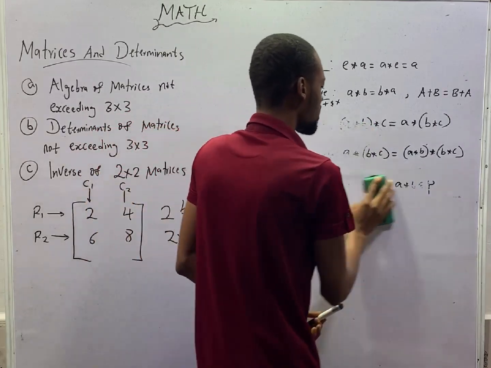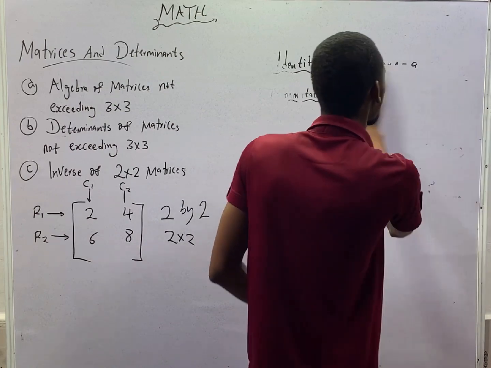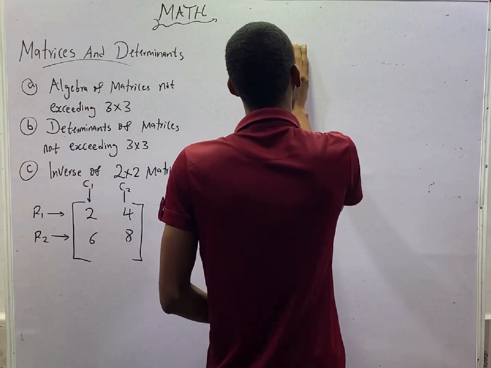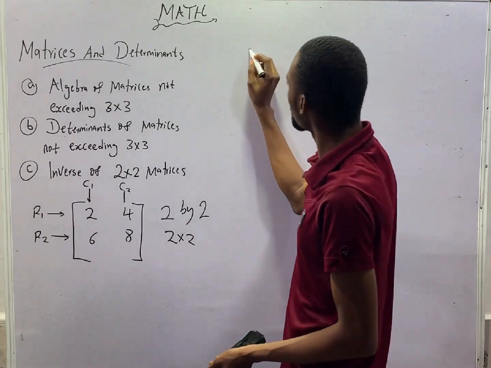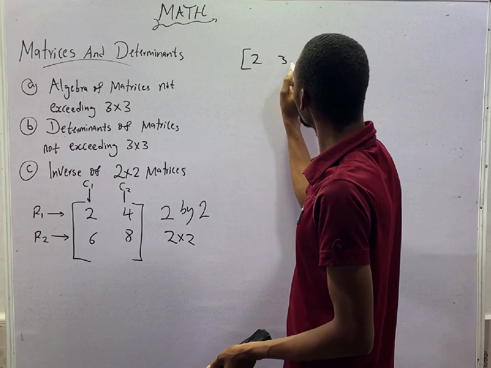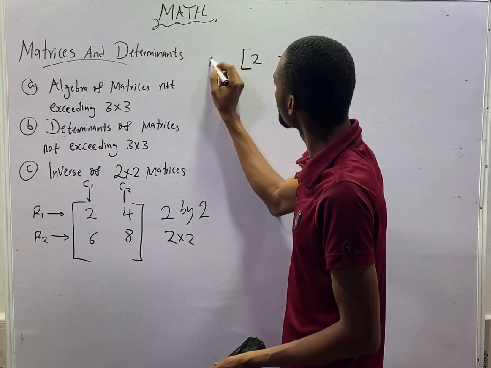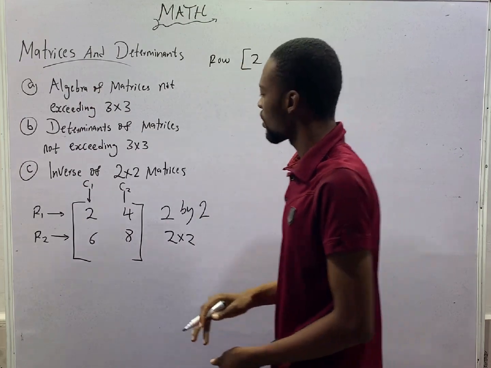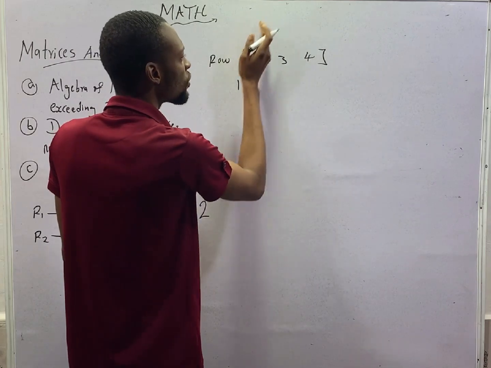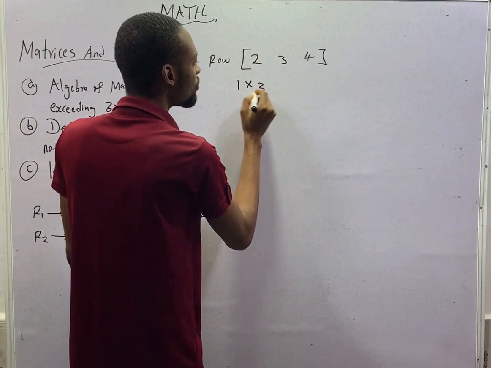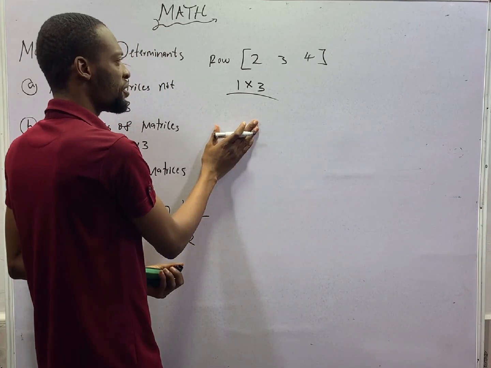When a matrix has only 1 row, it is referred to as a row matrix. And when a matrix has only 1 column, it is referred to as a column matrix. If you have something like this, 1, 2, 3, this is a row matrix. Looking at this matrix, it has just 1 row and 3 columns. This is a 1 by 3 matrix. But since it has just a row, it is a row matrix.